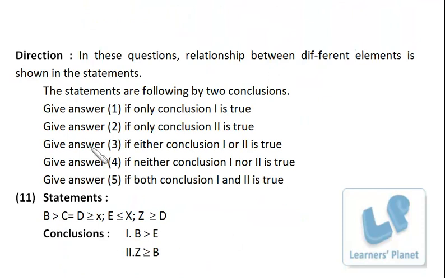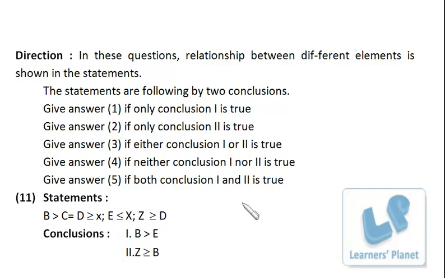Now we have this set of questions here. In these questions, the relationship between different elements is shown in the statements. Give answer 1 if only conclusion 1 is true, and so on. So let's see the first statement: B is greater than C is equal to D. What we do is assume the values of all the variables.